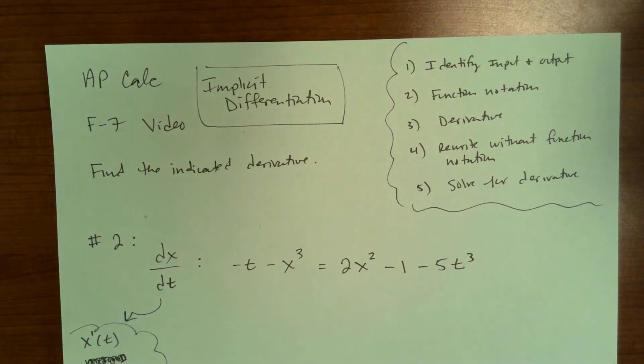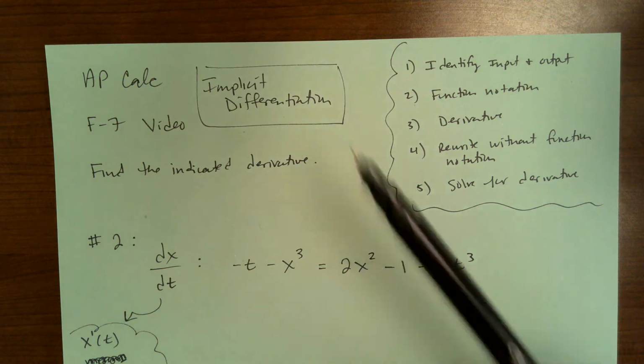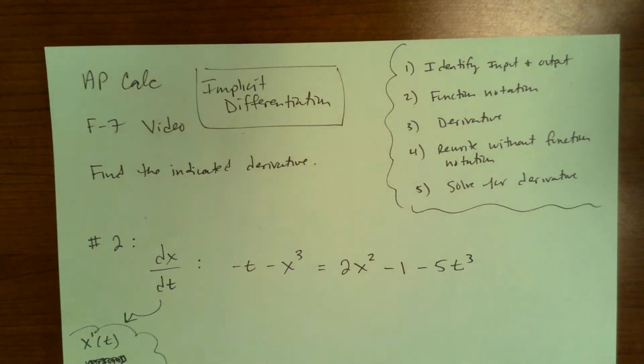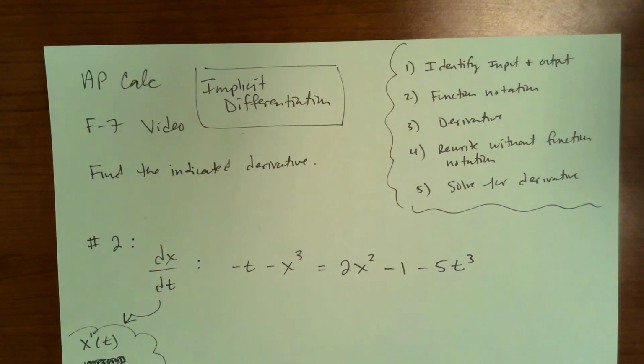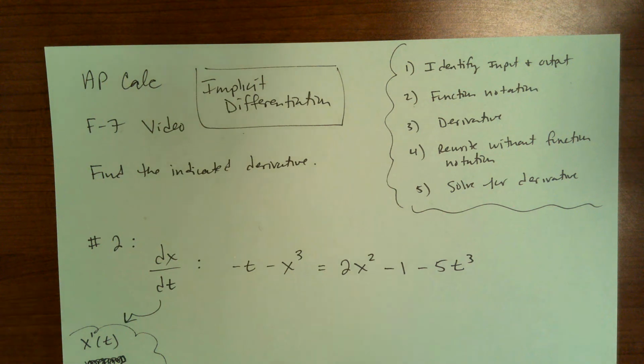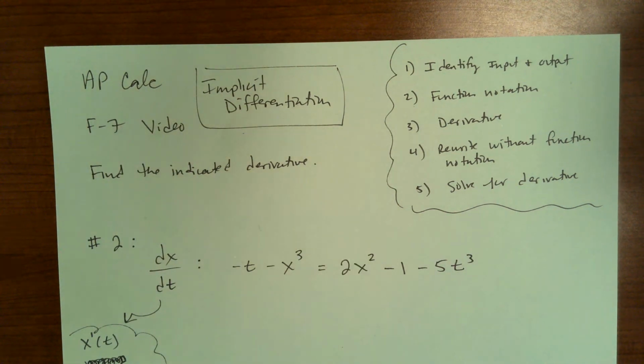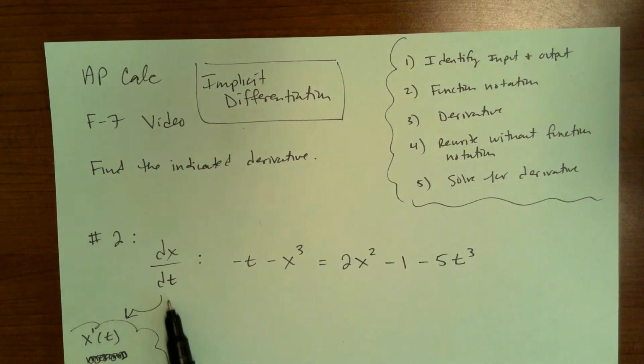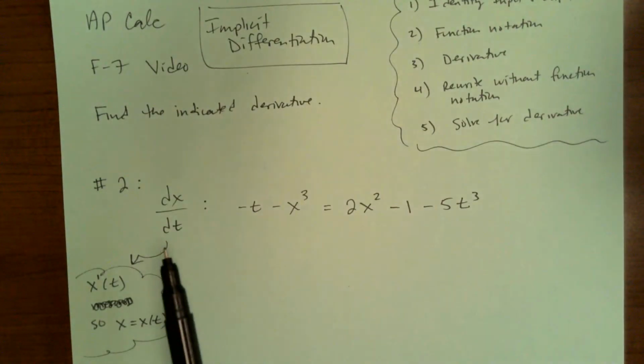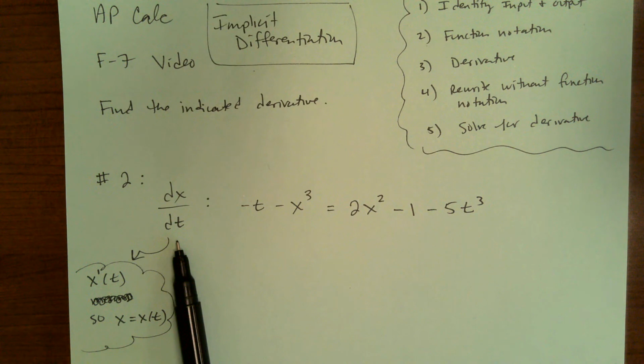Okay, guys, so this is F7, and this is going to be something called implicit differentiation. So it's a way of finding a derivative, and I guess I'll just do it. I won't describe it. I'll just do it, and you'll see what I'm about to do is called implicit differentiation. So we're going to find the indicated derivative. So this is number 2 from your practice. They're indicating that they want us to find dx/dt.